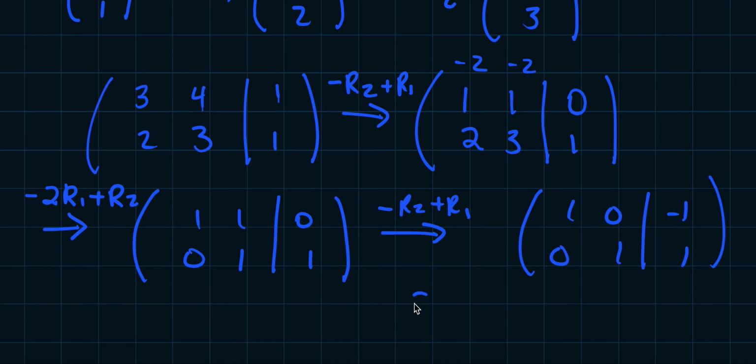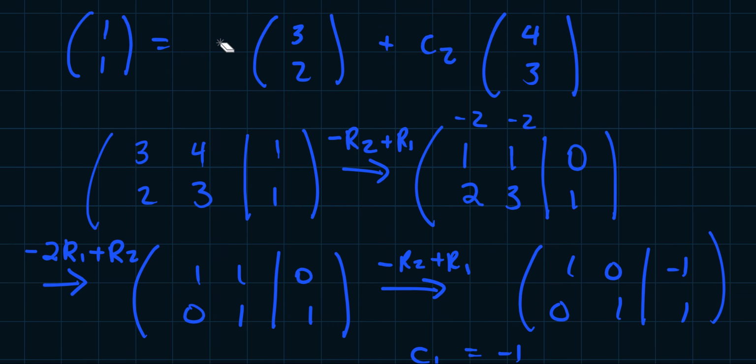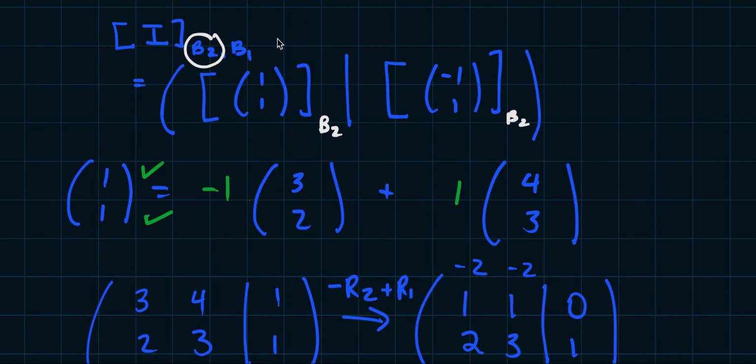So I can see that C1 is equal to negative 1 and C2 is equal to 1. Let's just verify that by plugging these in and seeing if we get the right answer. So I'm going to put negative 1 here, and I'm going to put a 1 here. So I get negative 3 plus 4, that's 1. Negative 2 plus 3, that's 1. So it's correct.